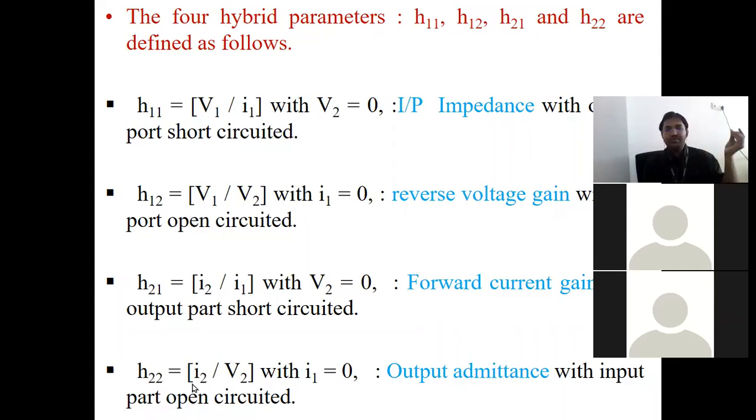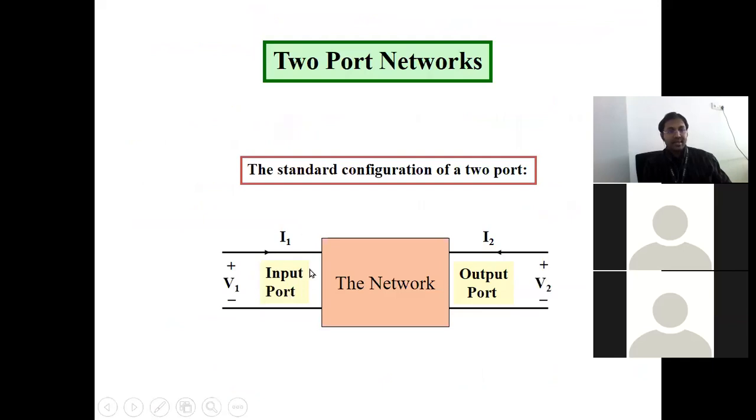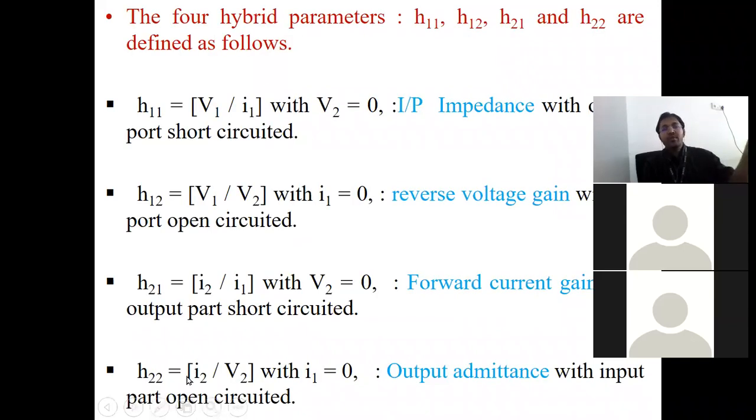H22. Based on the definition we got from the previous equation, H22 is I2 by V2. V by I is impedance. I by V is admittance. Here we have I by V, so it is admittance. And 2 corresponds to output side. Why does 2 correspond to output side? Previous slide. Port 2 is output. So output current by output voltage is output admittance.